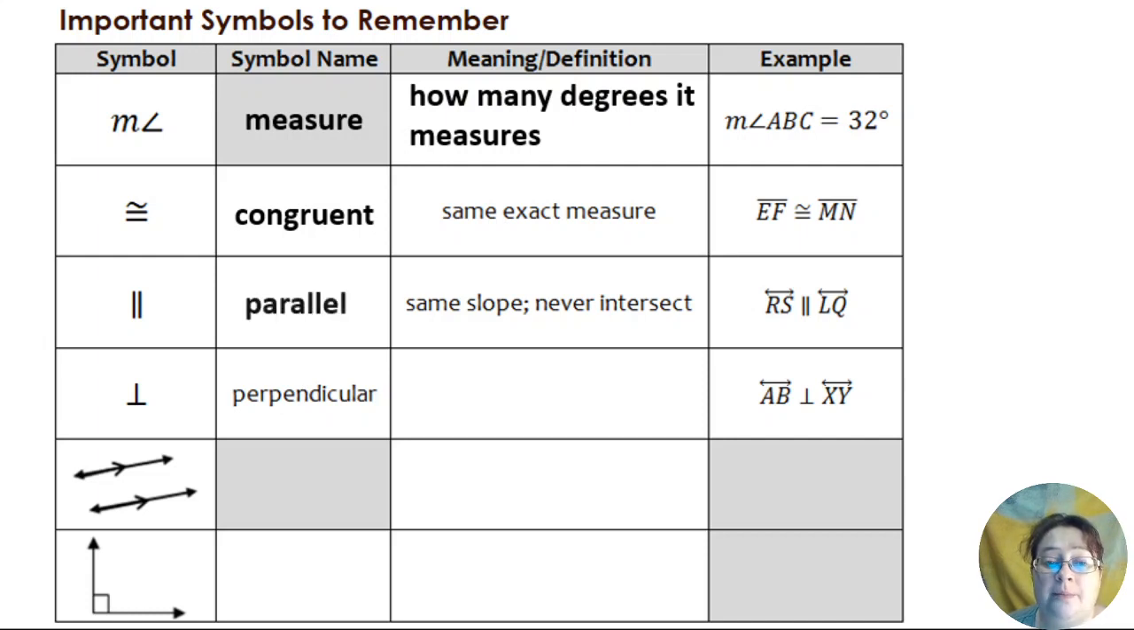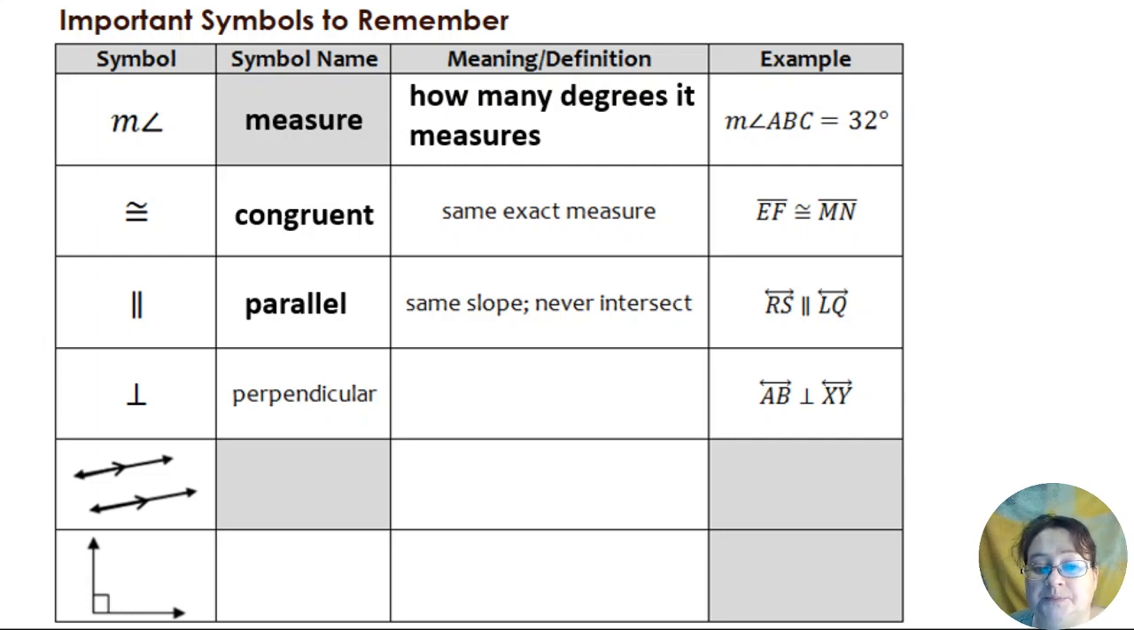Next, we have what looks like two L's side by side. That's our symbol for parallel. You notice here that the two L's in parallel and the symbol here look a lot the same. That's how I remember that means parallel. It means they have the same slope, they never intersect, and we could write that line RS is parallel to line LQ.